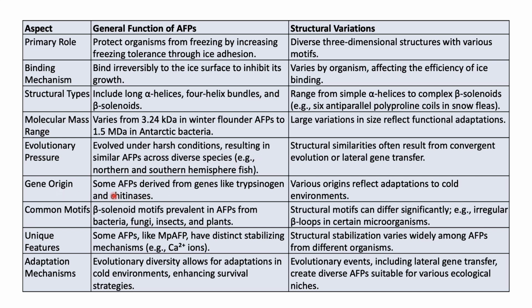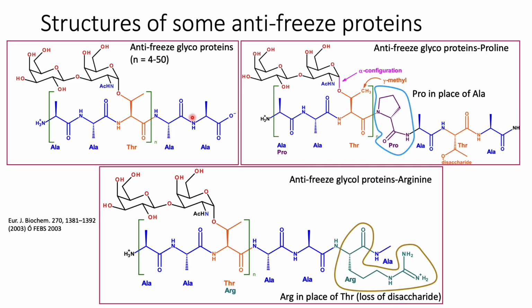When we look at the gene origin, some of the AFPs are derived from genes like trypsinogen and chitinases. The common motif found is the beta solenoid motif, which is prevalent in AFPs from bacteria, fungi, insects and plants. The adaptation mechanisms include evolutionary diversity, which allows for adaptations in cold environments, enhancing survival strategies. And all these have different structural variations. And here are some of the structures of antifreeze proteins which are given.